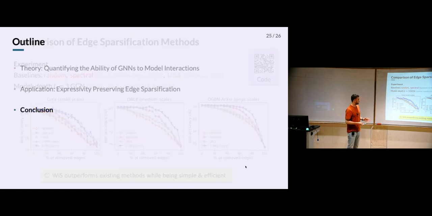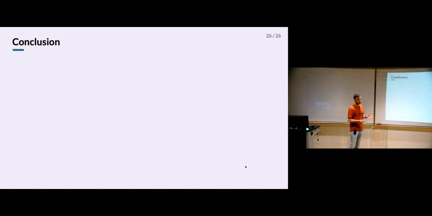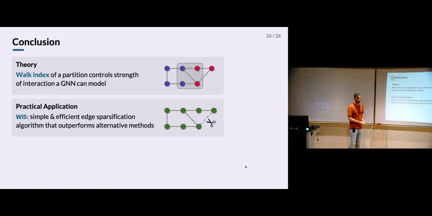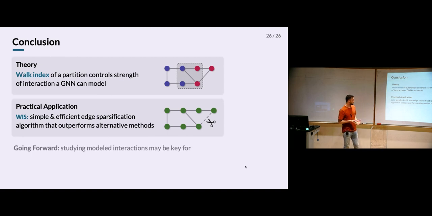Great, so what we saw here, you had two parts. First, we started with the theoretical analysis, where we saw that the walk index of a partition of vertices primarily controls the strength of interactions that a GNN can model, the number of walks from the boundary of the partition. We then used this for a practical application, the edge sparsification algorithm, which we saw is both simple and efficient to run and outperforms the existing methods. And if we zoom out a bit, more broadly, we use this framework of studying the interactions that a GNN can model to better understand its expressive power and provide this practical application.